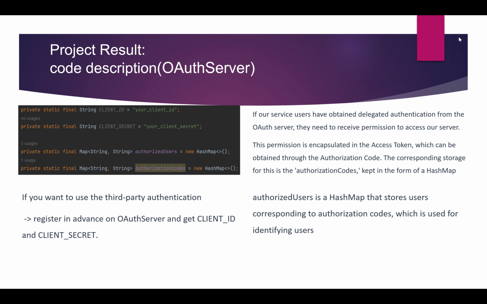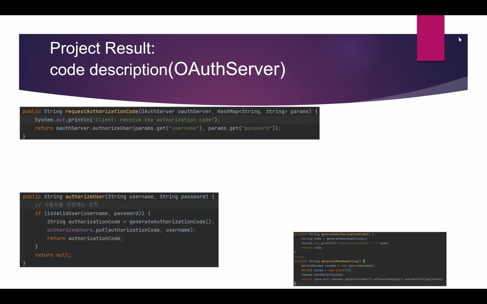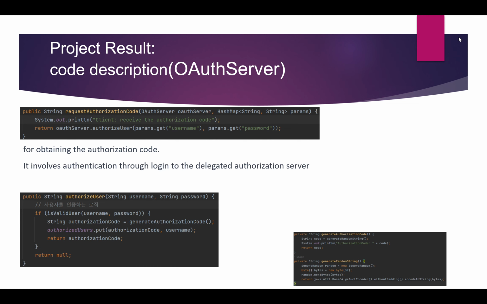Authorized users is a hash map that stores users corresponding to the authorization code. This is used for the purpose of identifying users when issuing access tokens. This is a method of the HTTP client for obtaining the authorization code. It involves authentication through login to the delegated authorization server and receiving the authorization code.